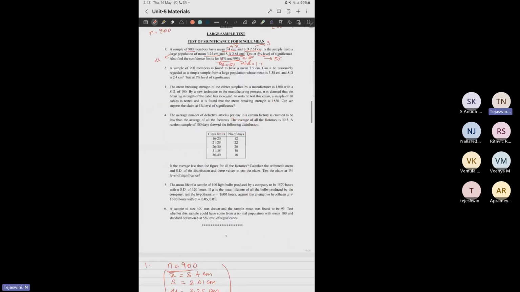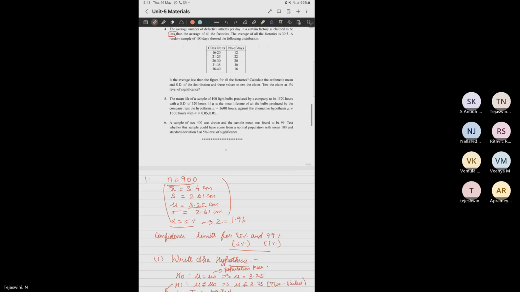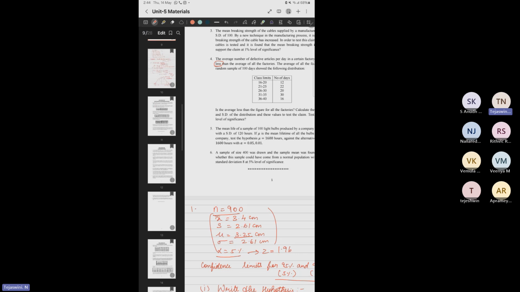So the next question is the fourth question. The average number of defective articles per day in a certain factory is claimed to be less than the average of all factories. They claim it to be less than the average of all factories. Okay, so the average of all factories is given to be this. So this will be mu. One minute, I'll bring this here so that it will be easy.